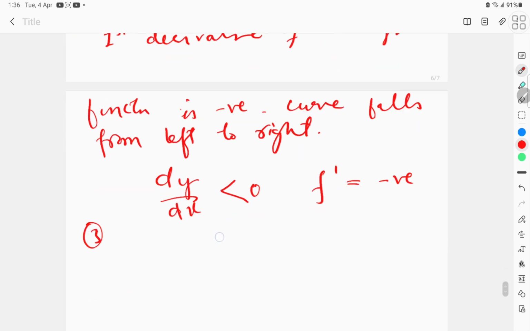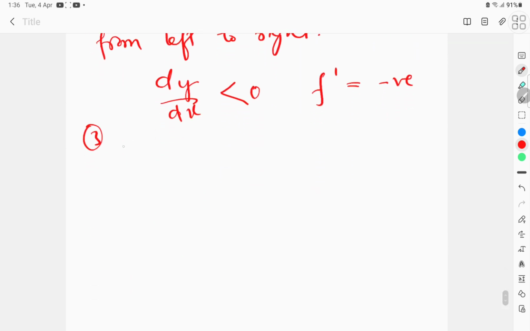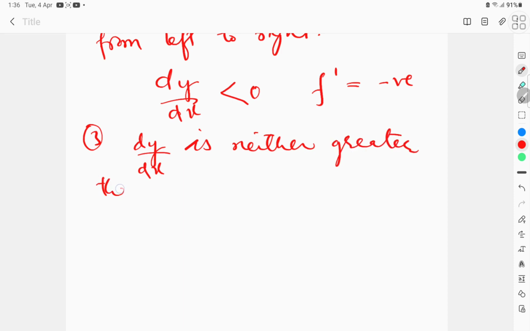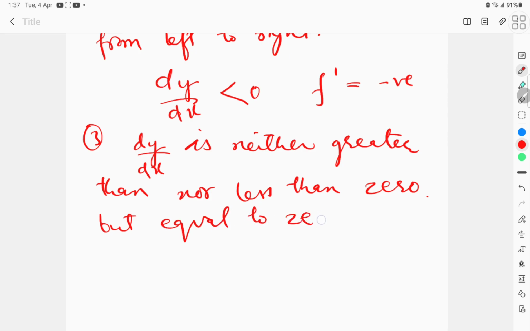Now the third property. However, one question remains unanswered: what will be the nature of the curve if the derivative is neither greater than 0 nor less than 0, but equal to 0? When dy with respect to dx is neither greater than nor less than 0 but equal to 0, what will be the nature of the curve?